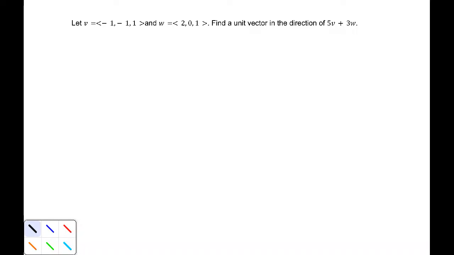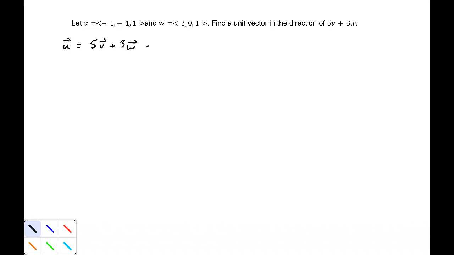Let v equal the vector -1, -1, 1, and the vector w be equal to the vector 2, 0, 1. Find a unit vector in the direction of 5v plus 3w. So I'm going to call this vector u. Vector u equals 5v plus 3w.